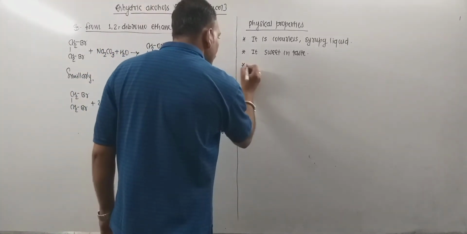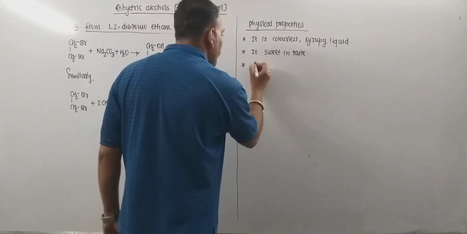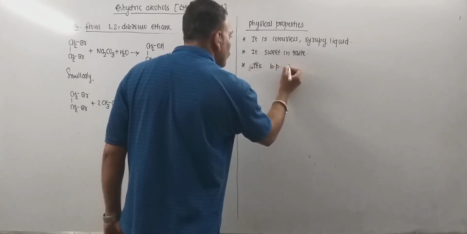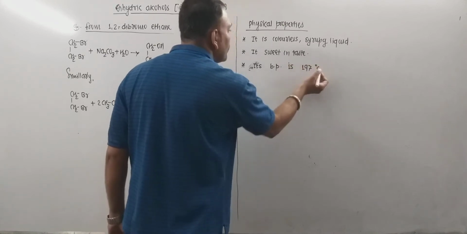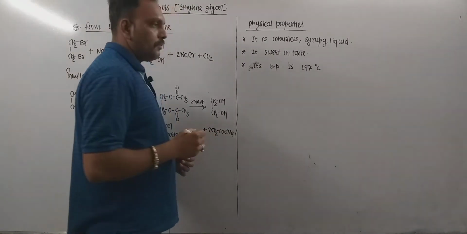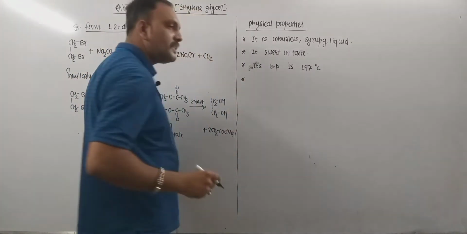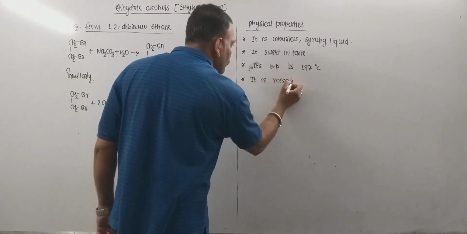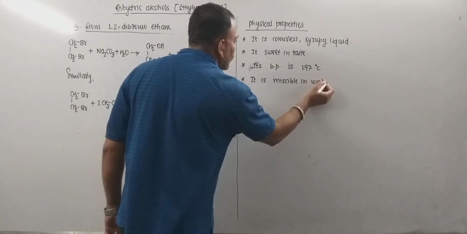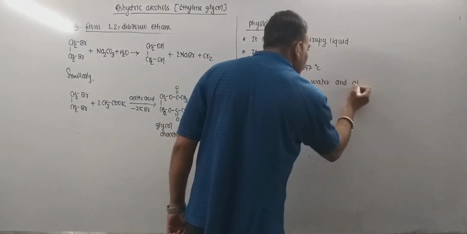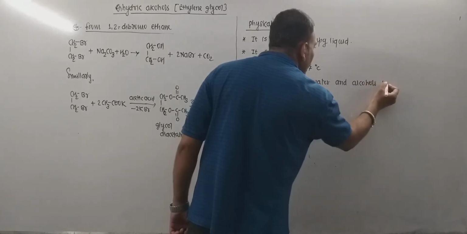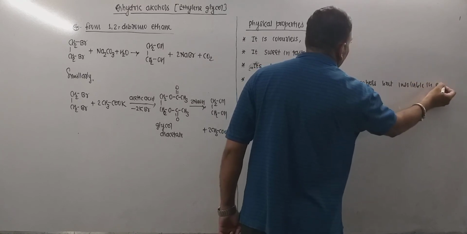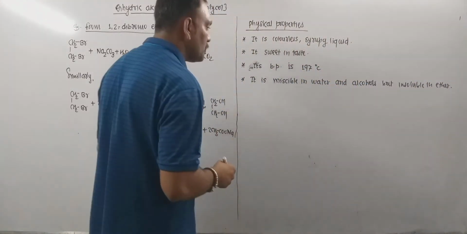And very important thing is the boiling point. Remember, its boiling point is quite higher. So its boiling point recorded is 197 degrees Celsius. And most importantly, it is miscible in water and alcohols, but insoluble in ethers. It do not dissolve in ether, that is for sure.